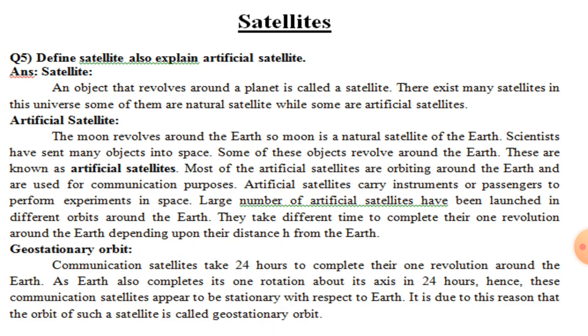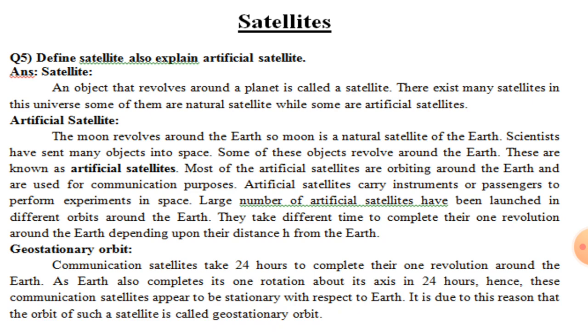Okay ji. Then there comes a question for the satellites: define a satellite and also explain artificial satellites. First of all, you have to define a satellite as an object that revolves around the planet, and an artificial satellite is an object that revolves around a planet like earth.